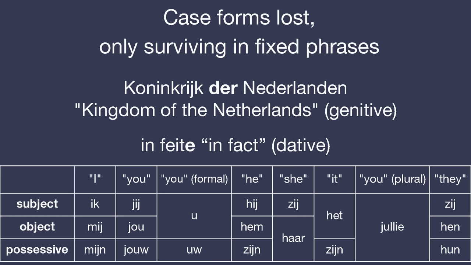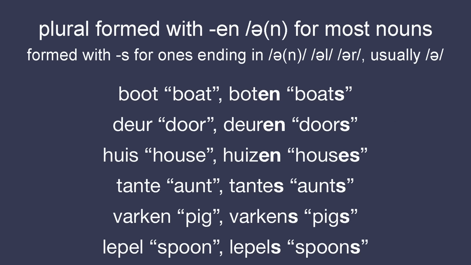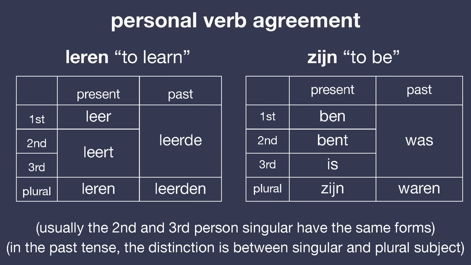Case forms were also recently lost in Dutch, only surviving in some fixed phrases and partially in pronouns like in English. Dutch also makes extensive use of diminutives, which most often end in ch, and if not, at least end with je. The plural is marked with un for the majority of nouns, and s for most others. Dutch verbs agree for person, changing whether the subject is the first person singular, second person, third person, or if the subject is plural.